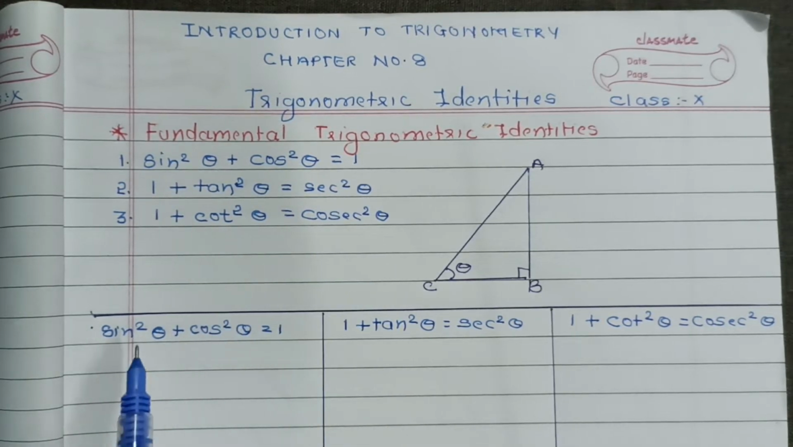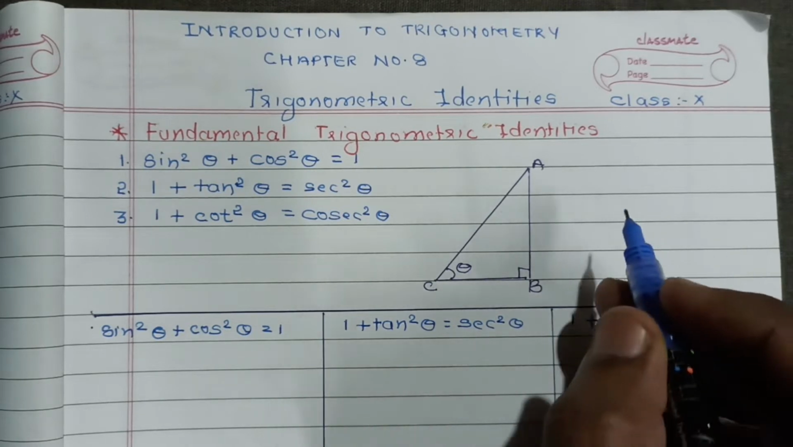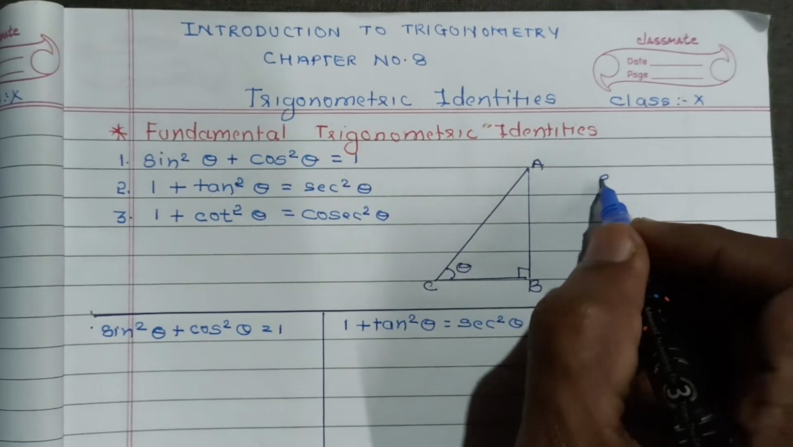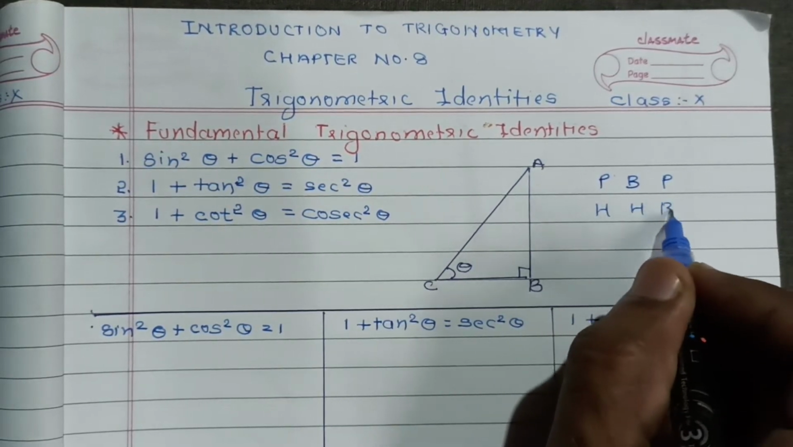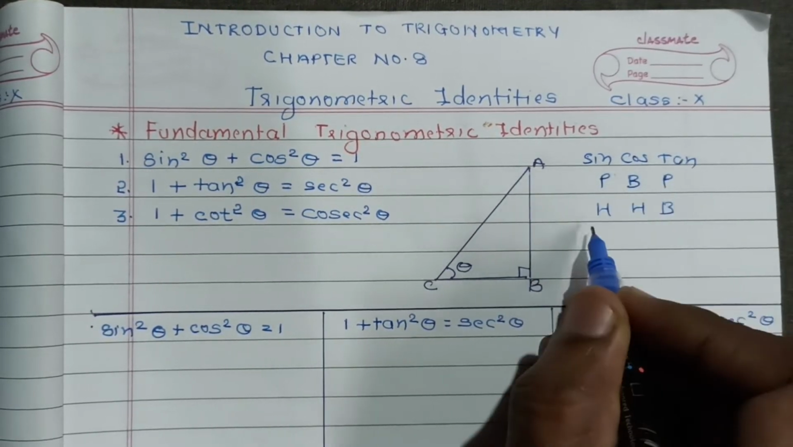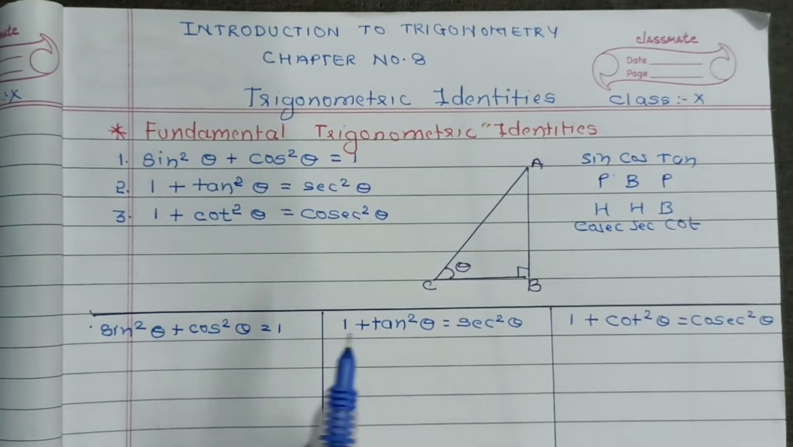Let us begin with the first method, and let me take the first identity, sin²θ plus cos²θ is equal to 1. To solve this identity, you must know the 6 trigonometric ratios. Which are the 6 trigonometric ratios? For that you have to remember one small trick called Pandit Badri Prasad Har Bole. So this is sin ratio, cos, tan, cosec, sec and cot. You have to use all these trigonometric ratios to derive all these identities.